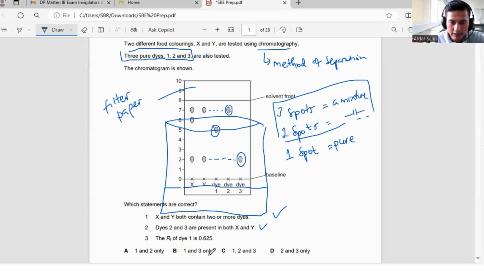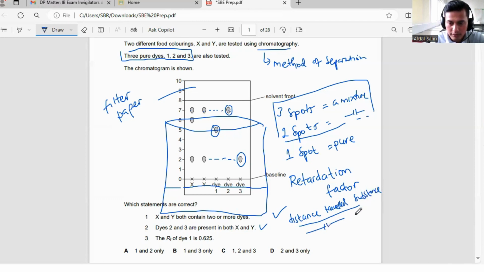And then the last one is the RF. What is RF? RF is the retardation factor. And what is the retardation factor? It is actually the ratio between the distance traveled by the substance over the distance traveled by the solvent.